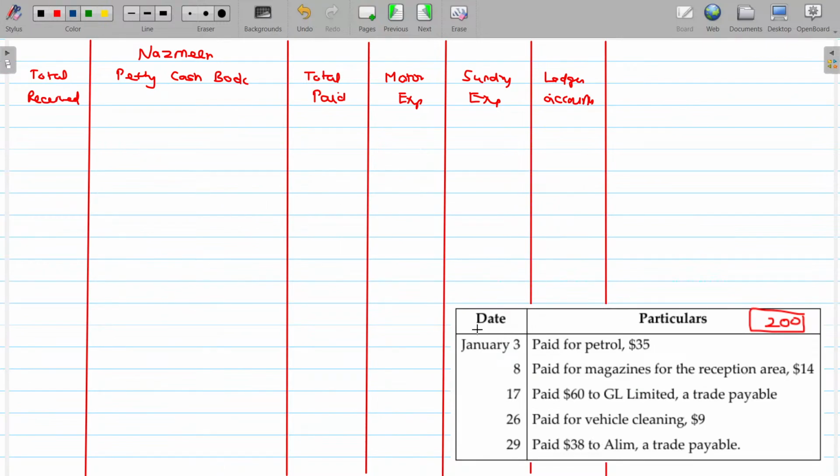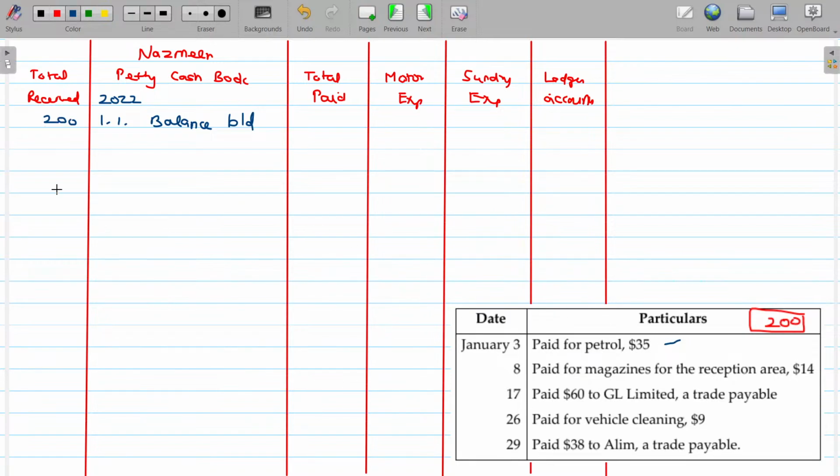January 2022. You start with 1st January, the first date. The value being 200. Balance brought down, the value being 200.